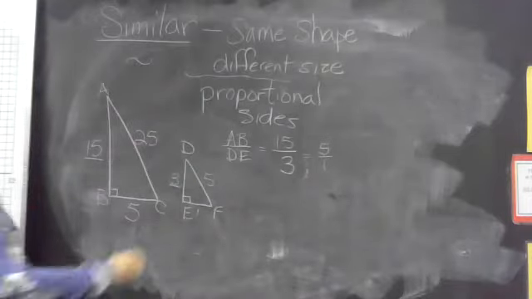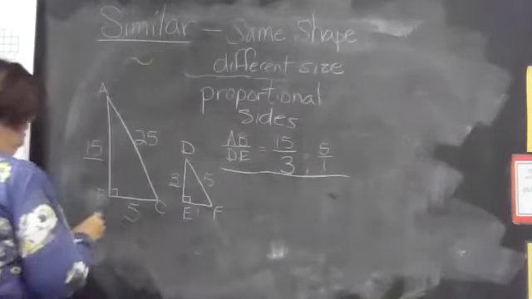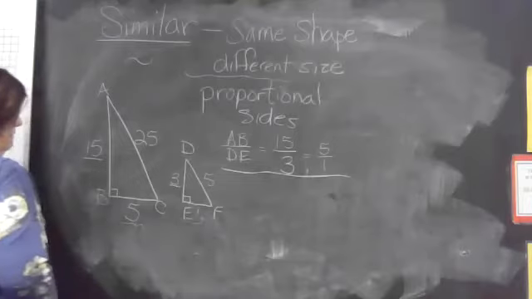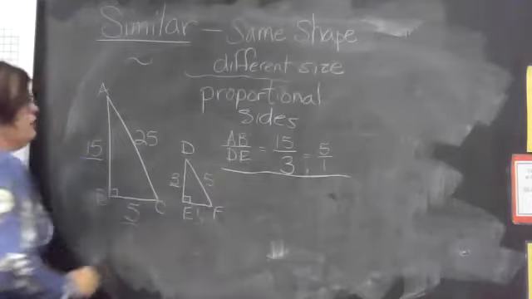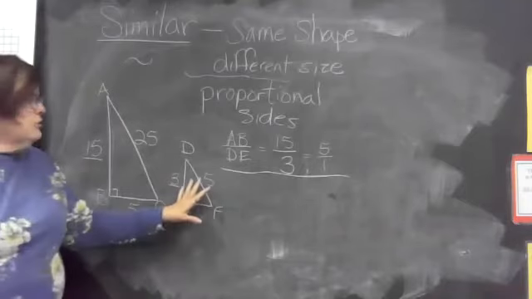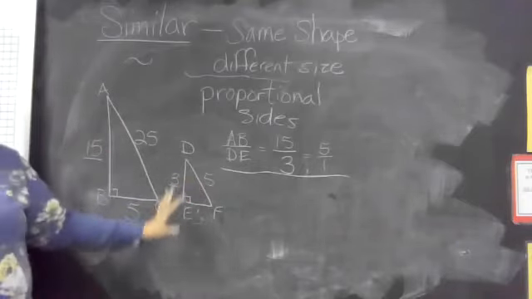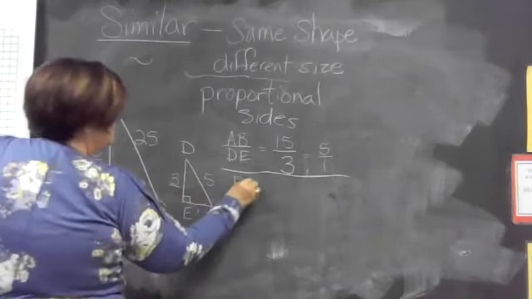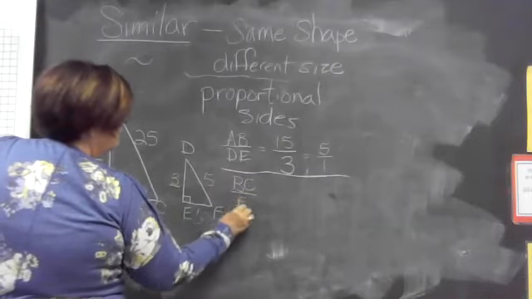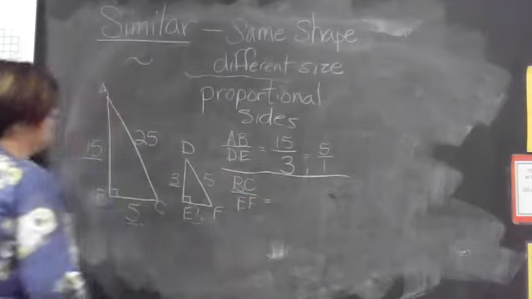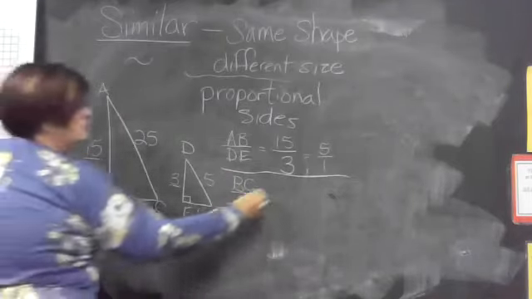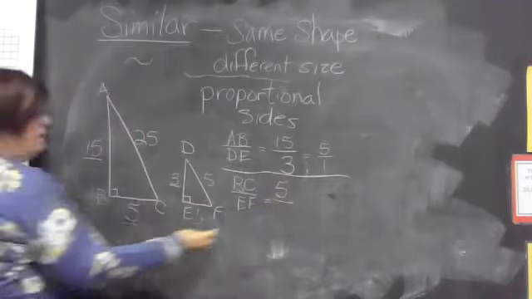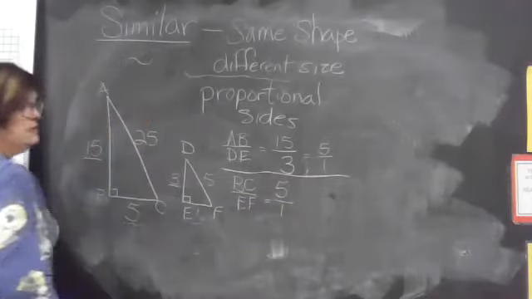Let's do the other sides. Let's do this one and this one, okay? I started with the big triangle over the little triangle. That's important. So I've got BC over EF. The length of BC is 5, and EF, I went from big to small, is 1. And it already is simplified.